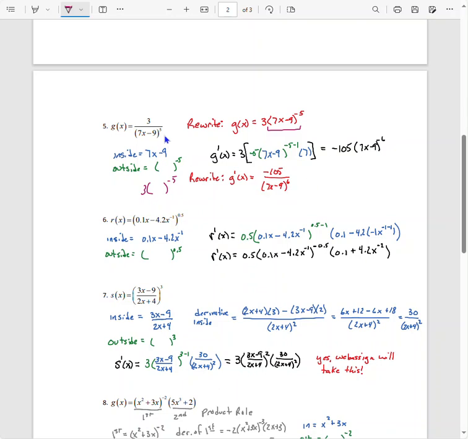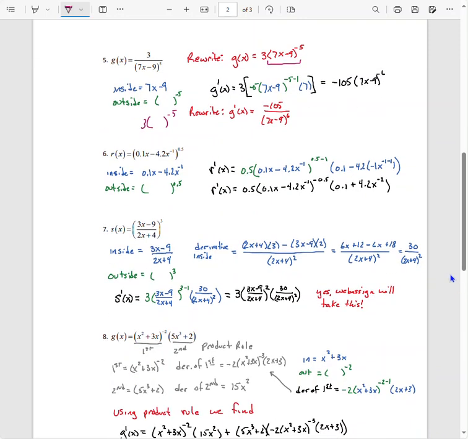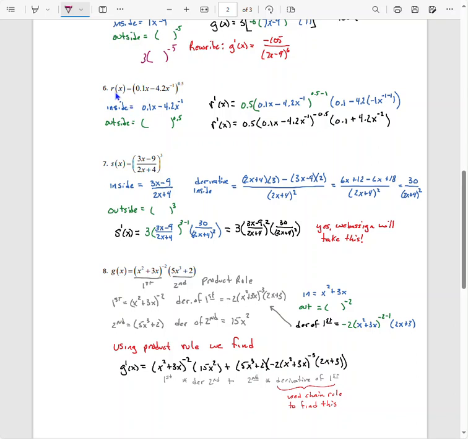Or we can rewrite it again with the positive exponent, negative 105 over parentheses 7x minus 9, close the parentheses to the 6th power. Over and over and over again, it's always the same thing. To find the derivative of r of x equals 0.1x minus 4.2x to the negative 1, all to the 0.5, I identify my inside portion here in blue, and my outside portion is something to the power of 0.5. The derivative of something to the power of 0.5 is 0.5 times something to the power of 0.5 minus 1.